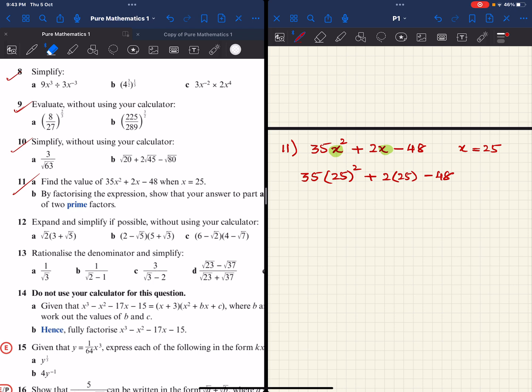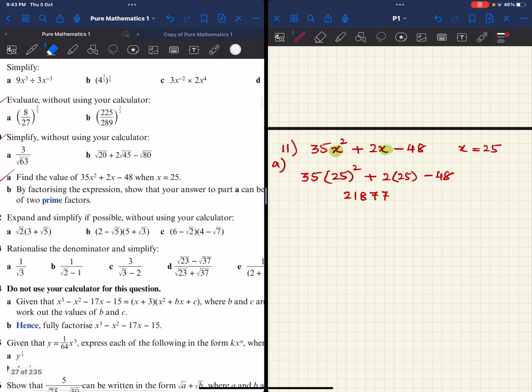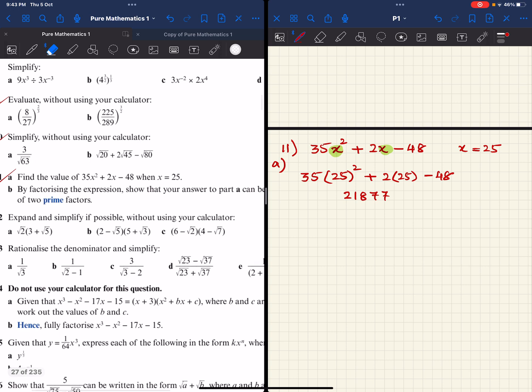35 into 25 squared plus 2 into 25 minus 48. That is 21877. That answers part A of the question. Part B says by factorizing the expression. So in part B, we need to factorize 35x squared plus 2x minus 48.